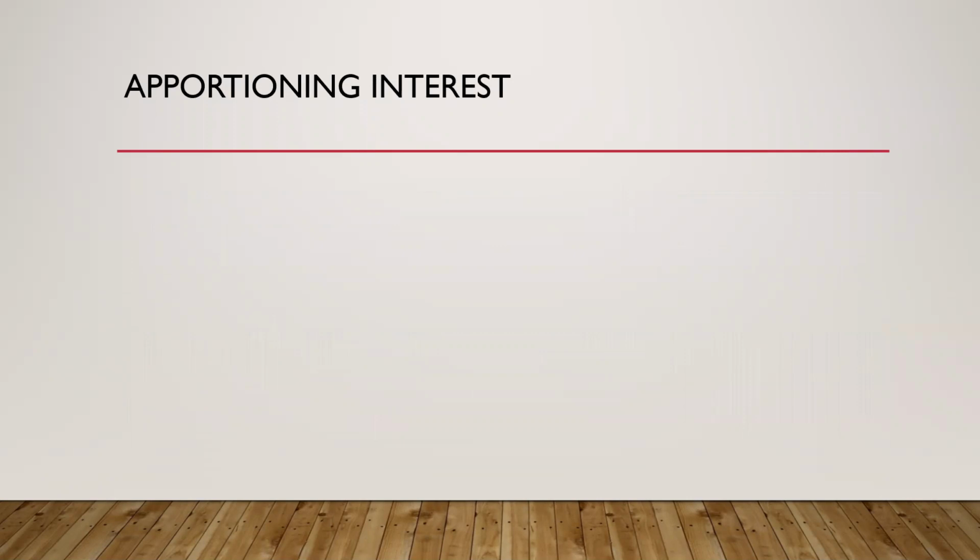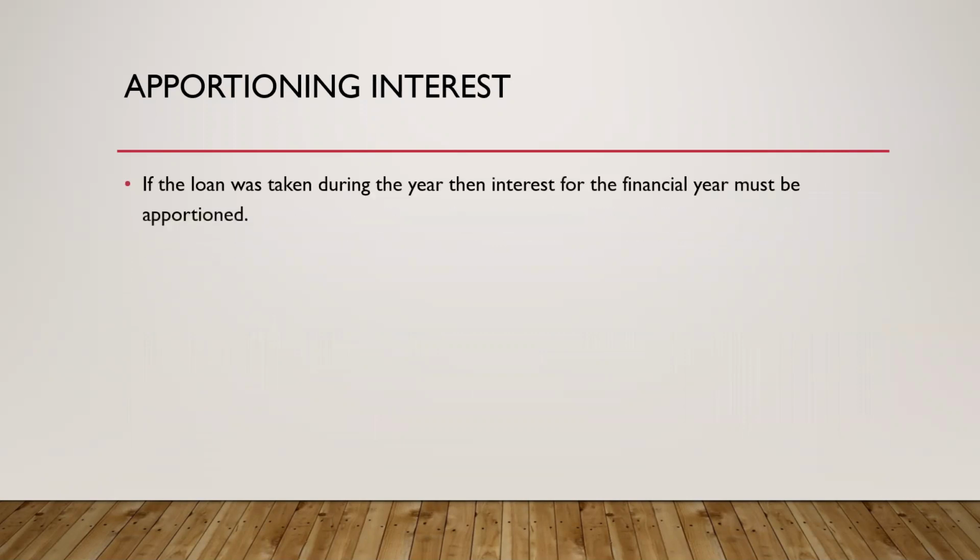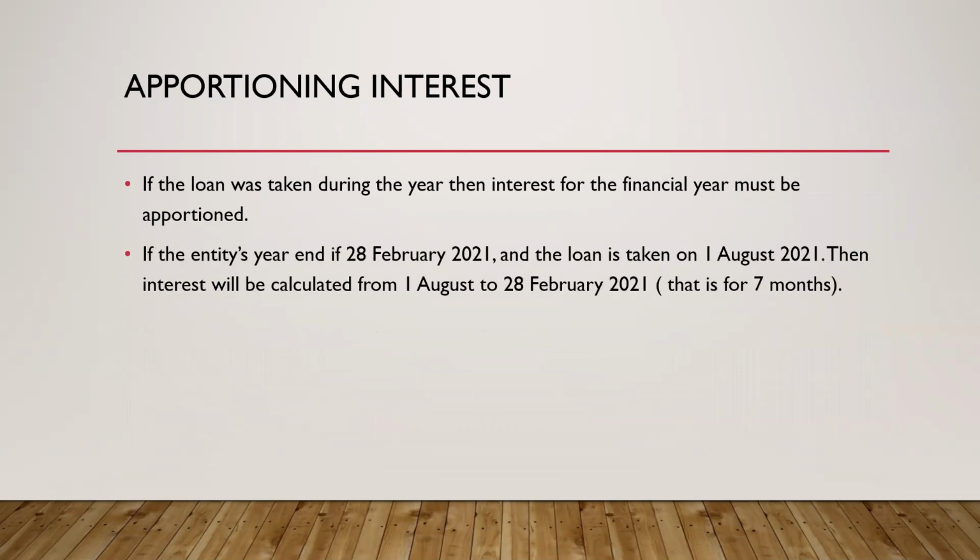Now, this is apportioning interest. What does that mean? To apportion interest means that if the loan was taken during the year, then interest for the financial year must be apportioned. If my financial year ends on the 28th of February 2021, it means that it started on the 1st of March 2020, and I took the loan in August. Well, it's supposed to be August 2020. From August 2020 to the 28th of February, when you count that, it will be August, September, October, November, December, January, February. That is 7 months. It means that your interest, normally they will give it to you as a percentage, which is an annual percentage.